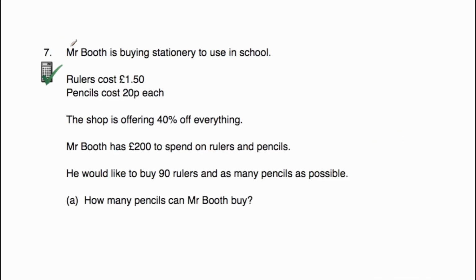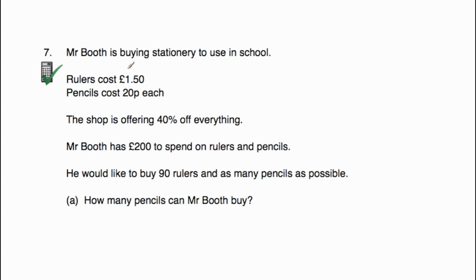Okay, let's have a look at our next question. Question number 7 says, Mr. Booth is buying stationery to use in school. Rulers cost £1.50, pencils cost 20p each, and the shop was offering 40% off everything. Mr. Booth has £200 to spend on rulers and pencils. He would like to buy 90 rulers and as many pencils as possible. How many pencils can Mr. Booth buy?